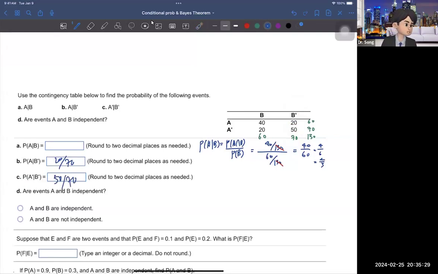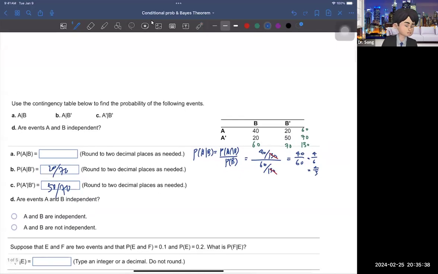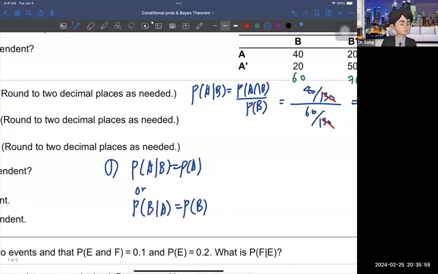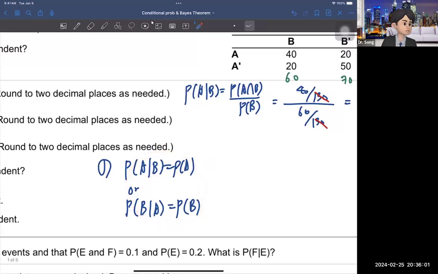And then the last question asks you whether these two events A and B are independent or not. So there are two ways to check that independence. The first one is the broader meaning of the independence. So probability A given B equals probability A. Then we say that these two events are independent. So whether you condition on the event B or not, the probability is the same. Then automatically, this one holds as well. Probability B given A equals probability B. So these two are the broader meaning of the independence.